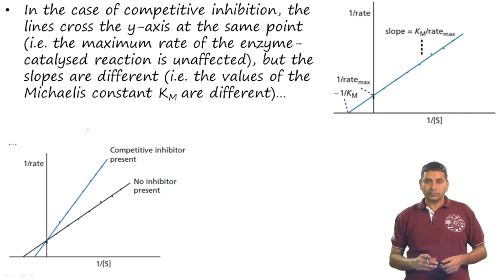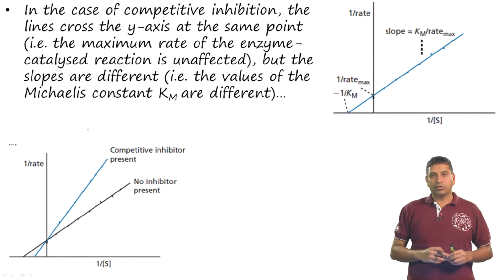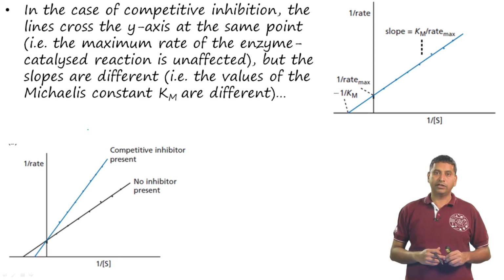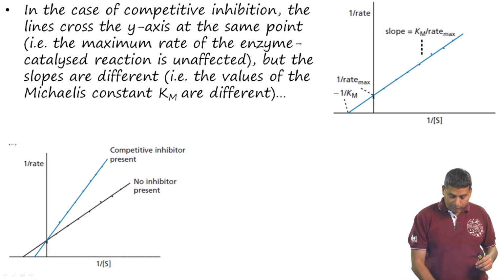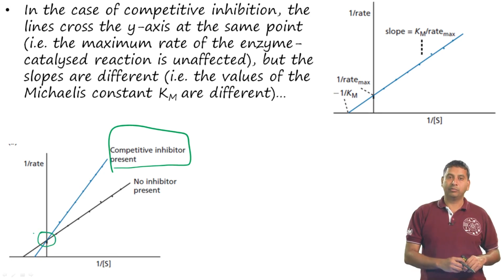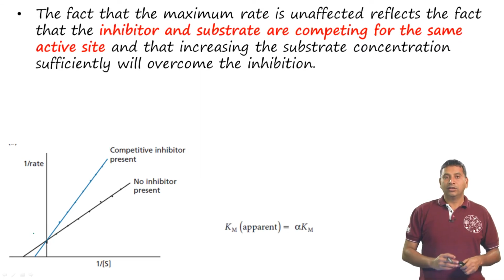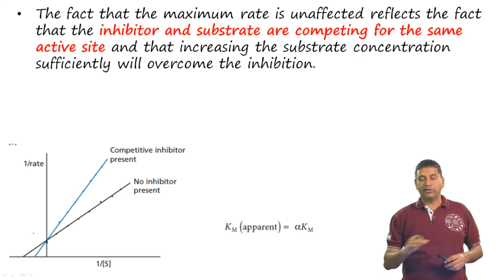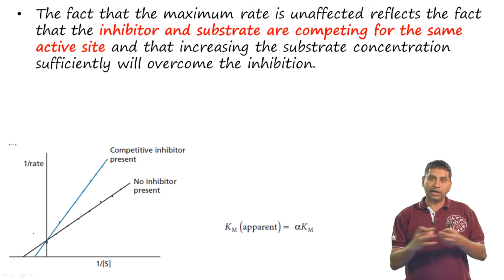Okay. So, in the case of a competitive inhibition, which we have looked at previously, the line crosses the y axis at the same point, that is, the maximum rate of the enzyme is unaffected, but the slopes are different. So, if you were to look at how a competitive inhibitor functions, you will find that this point here is going to remain the same, whereas the slope has changed. Okay. So, the fact that the maximum rate remains unaffected reflects the fact that the inhibitor and the substrate are competing for the same active site.